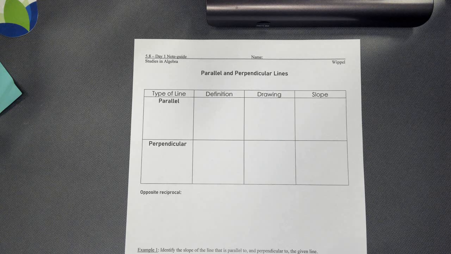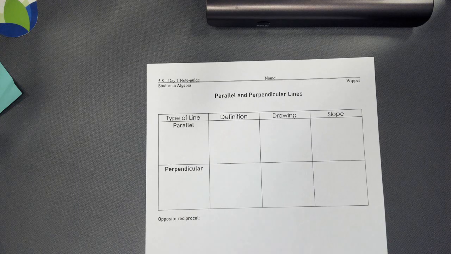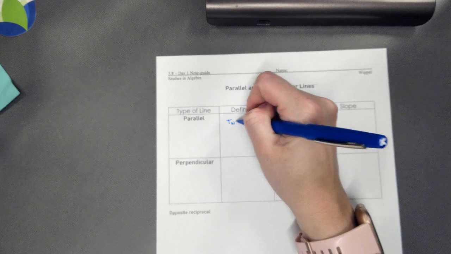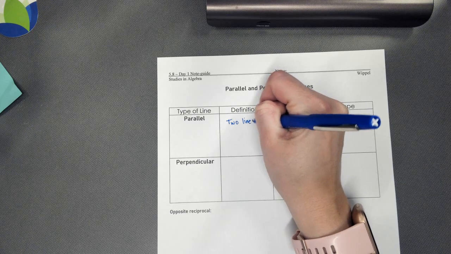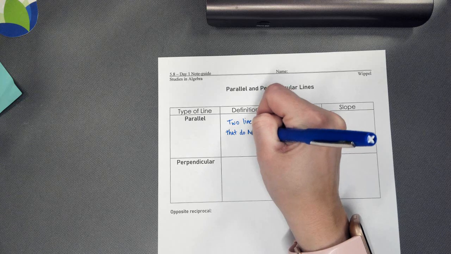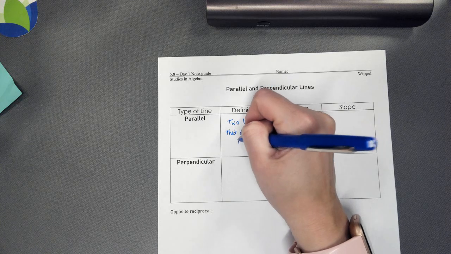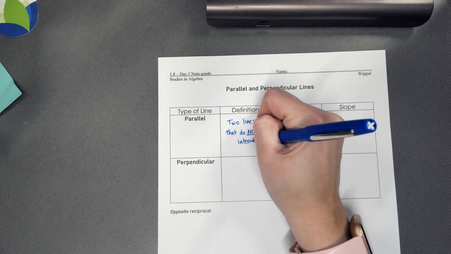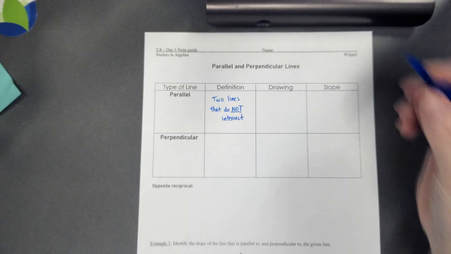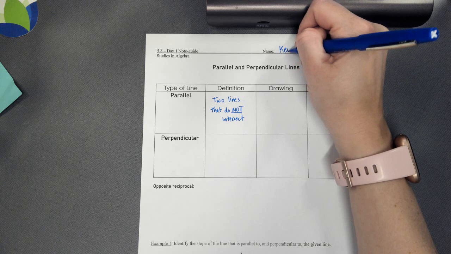So today we're going to start 5-8, and parallel lines are exactly what we just talked about, right? They're two lines that do not intersect. Okay, so two lines that do not intersect. What does intersect mean? Yeah, they don't cross each other. And I'll zoom that in for you guys.